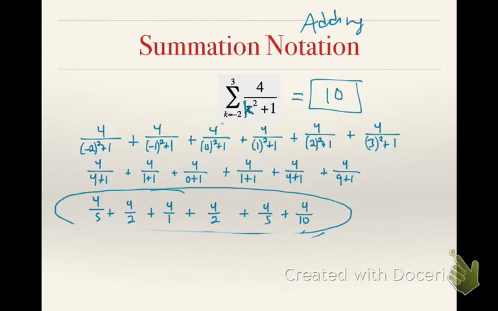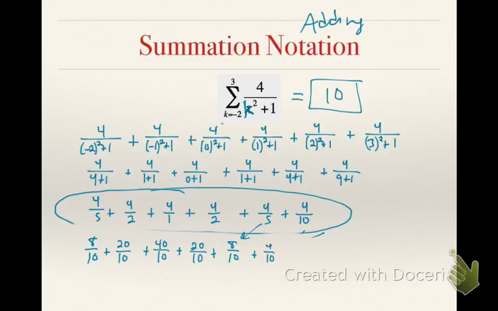I could have rewritten it as 8/10, multiply top and bottom by 2, plus 20/10, plus 40/10, plus 20/10, plus 8/10, plus 8/10 is in the 4/5, so plus 4/10.